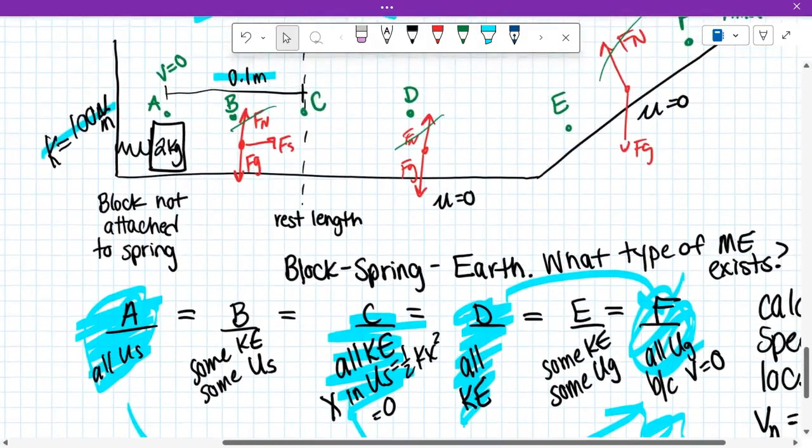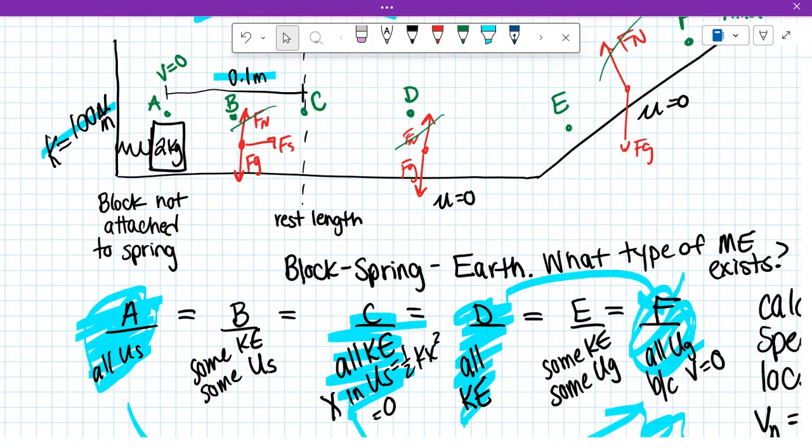So at A, we are at rest and our spring is compressed. So we're all spring potential. At B, we are not at rest anymore, so there is some kinetic, and we're not back to our rest length, so there is some spring potential. At C, we are back at our rest length, so the x in the spring potential equation would equal 0. So we have all kinetic at C. At D, we also have all kinetic.